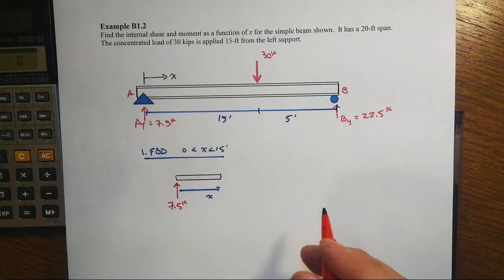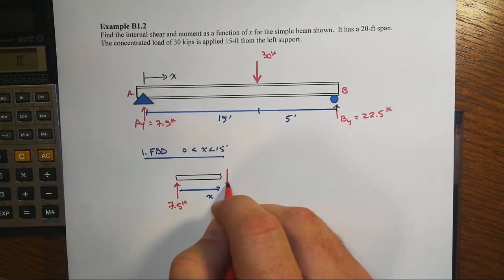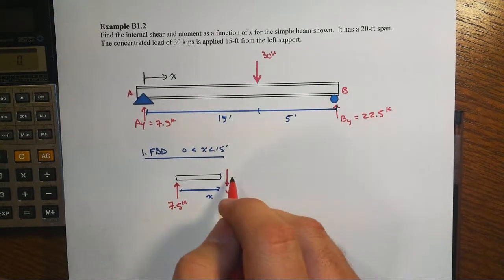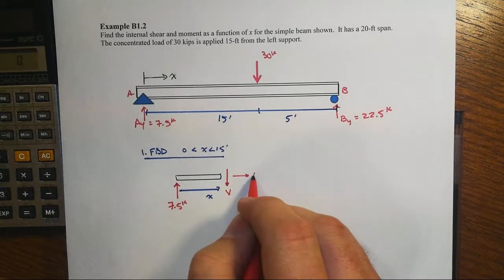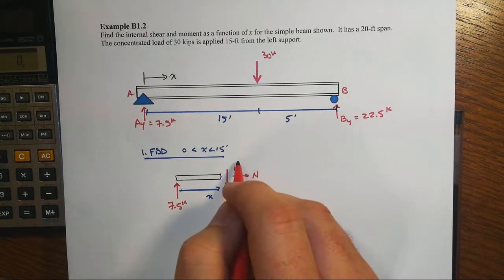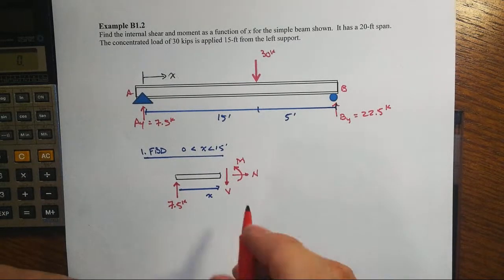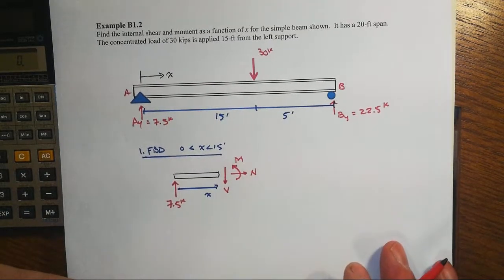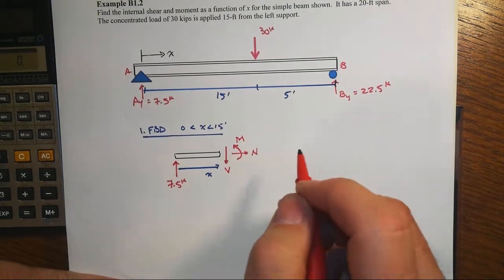Alright, now we have a right hand exposed face, so the positive shear is acting downwards. Of course, the positive axial force would be in tension going to the right, and it's going to be trivial, it'll be 0. And then the positive bending moment is shown in a smiley face kind of fashion there, so that would be counterclockwise on this right hand exposed face.